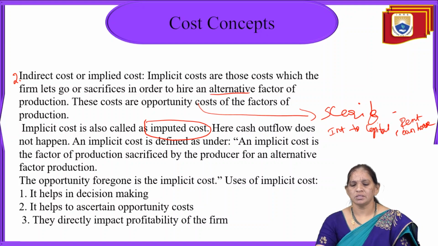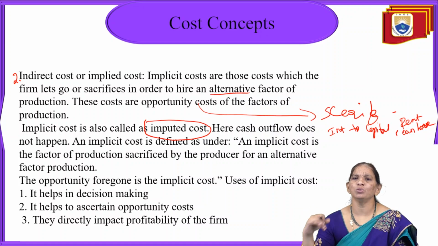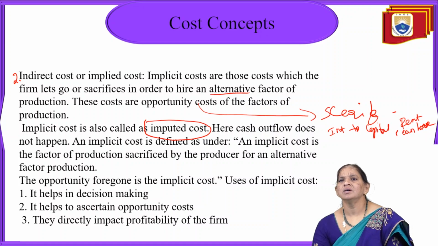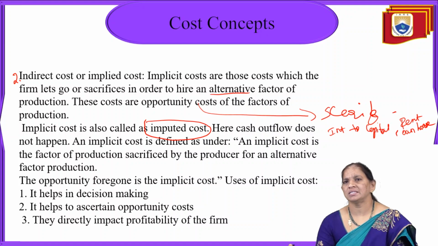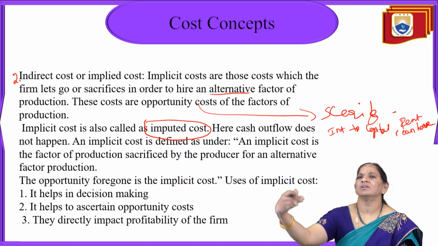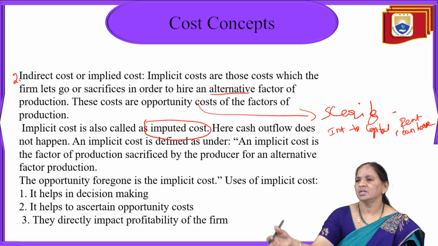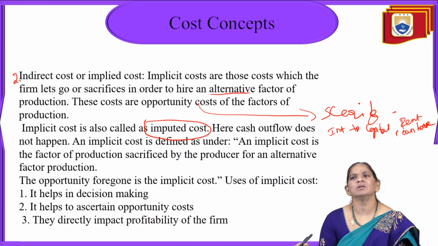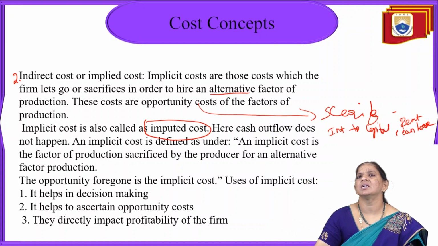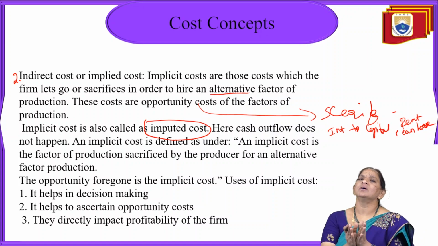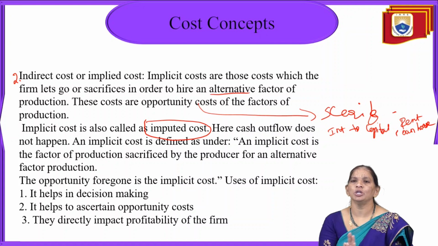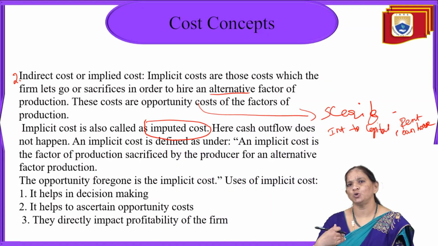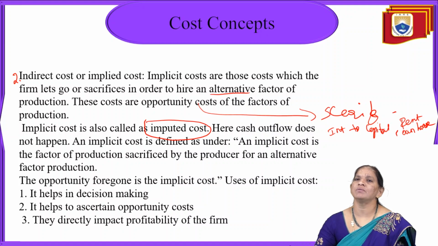So this implicit cost is also a factor of production which is sacrificed by the producer for alternative factors of production. It is very essential when I want to identify, if this is not possible, what is the next one where I can get it. Maybe I am getting a room for 5,000 rent but am unable to pay, then where? For 4,000, where is the next best alternative? So these indirect, implicit or imputed costs help the organization find the next best possibilities in the factors or process of production.